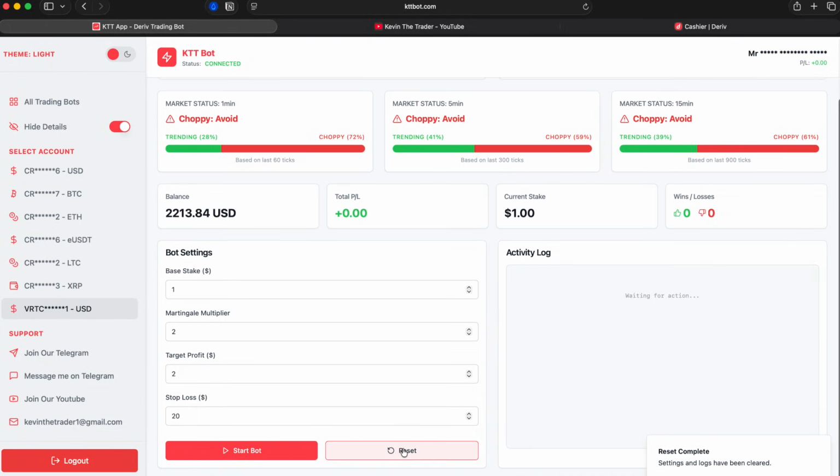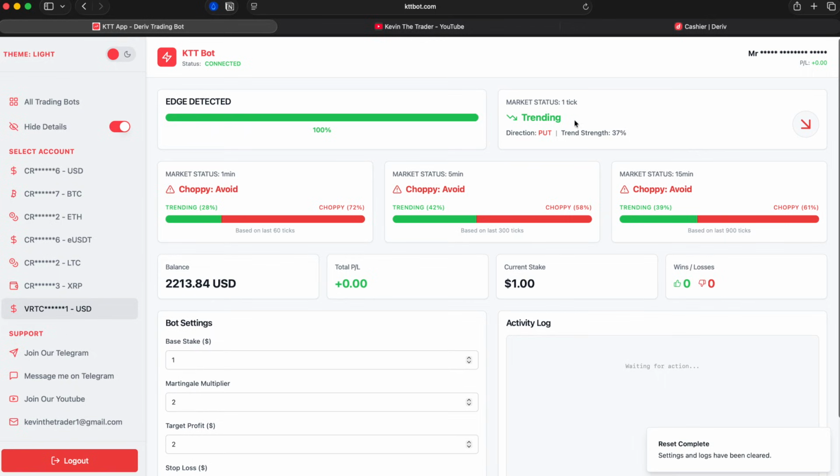So let me reset this and then wait for trending. This is below 30%. Okay, this is below 30%. If it's below 30%, we avoid trading, right? That's why this bot will make you avoid trading every time, okay? Because instead of losing your account, it will show you when it's the best time to trade and when it's not the best time to trade.